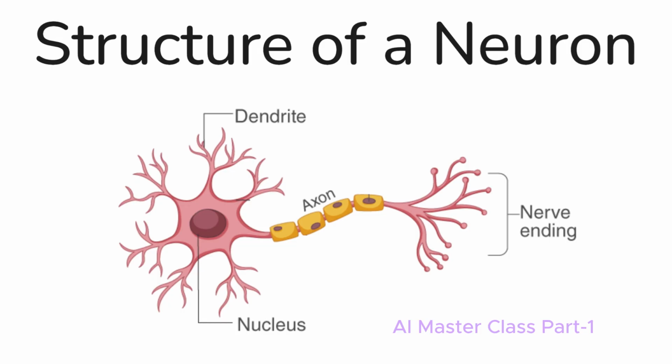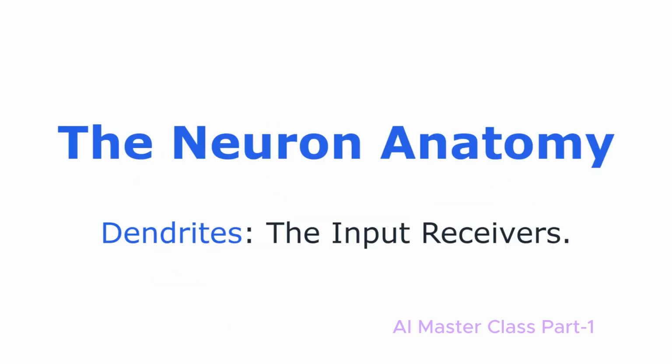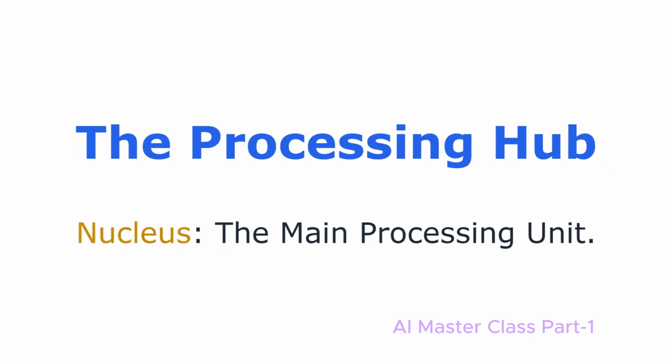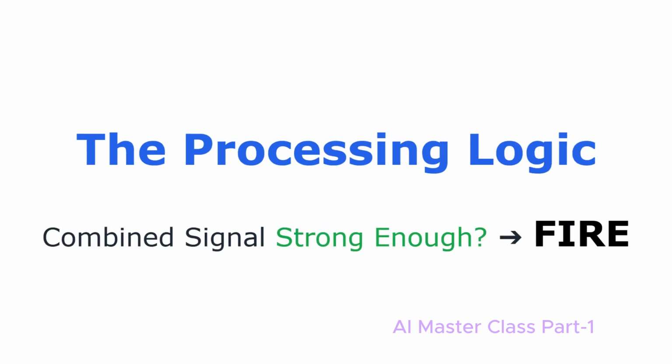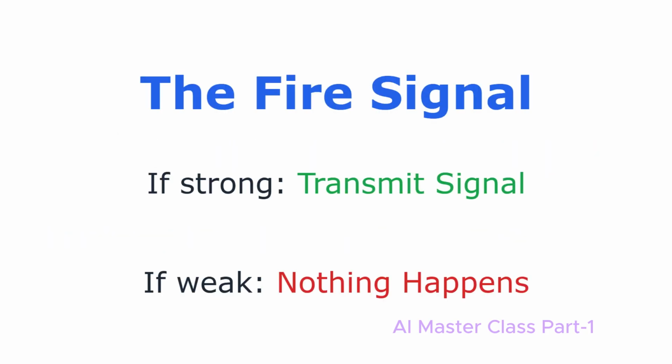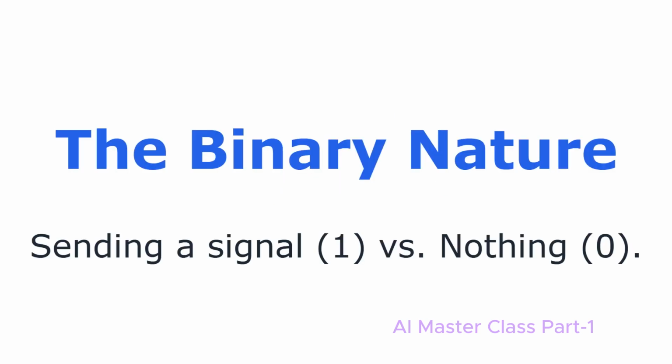First are these inputs, also known as dendrites. They receive electrical signals from other neurons and pass them to the main processing unit, which is this nucleus. Now, if the combined signal received from other neurons is strong enough, then it transmits its own combined and processed signal to the next set of neurons. And if the signal is not strong enough, then it doesn't fire. That means nothing goes out of that particular neuron. This sending the signal further or not sending anything is similar to 1 and 0.